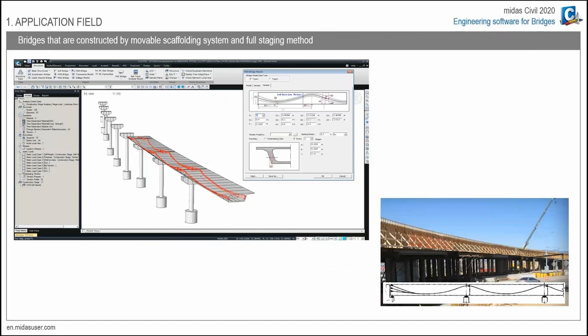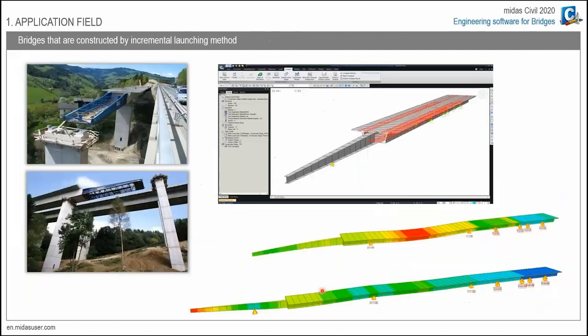Then, as we have discussed earlier, bridges with special types of construction methods can be incorporated in the program. Such systems are movable scaffolding or the full staging method. And here we have special wizards available for these types of methods, where we can easily generate the whole model of the structure as well as the pre-stressing system using these wizards. Another example of this is an incremental launching bridge.